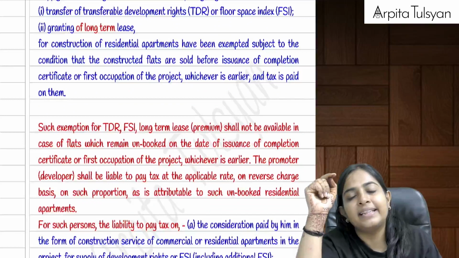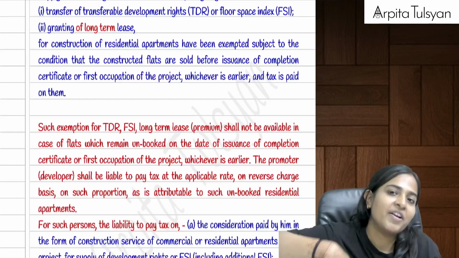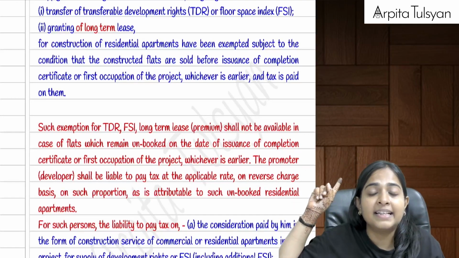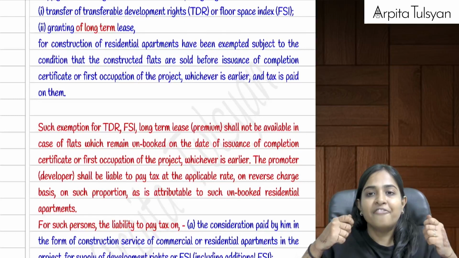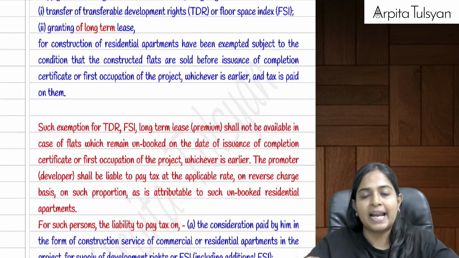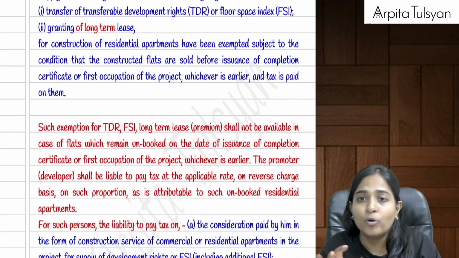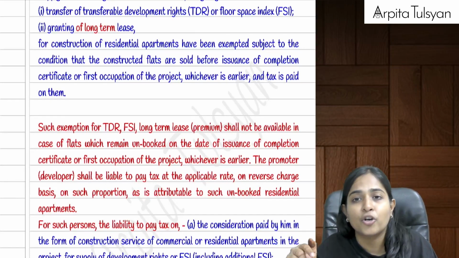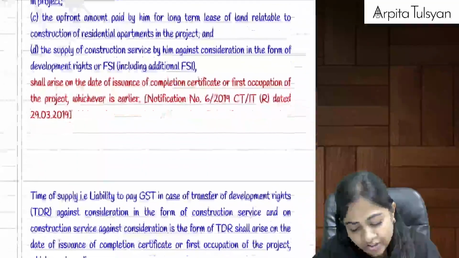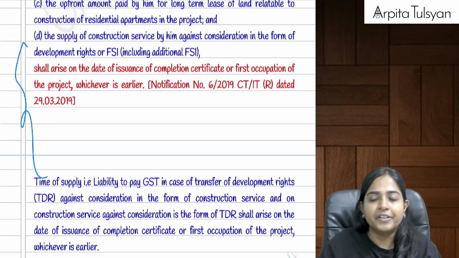But in this case, one thing that is very important is time of supply. Time of supply will not be at the time when I am transferring the development rights. It will be at the time of completion certificate or first occupation, whichever is earlier. This is a benefit given to the promoter. When I'm transferring the development rights and going to get some flats or monetary consideration in return, at that time there will be no time of supply. Time of supply will attract only when we have received the completion certificate or there is a first occupation in that particular structure, whichever is earlier. Very clear with this? Yes, and this is written here in your book.